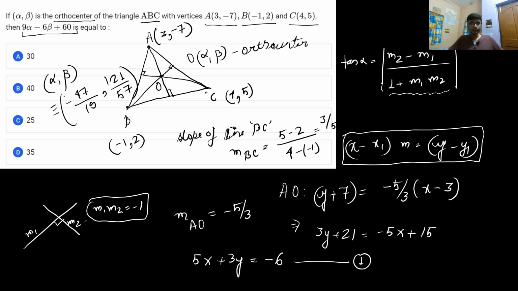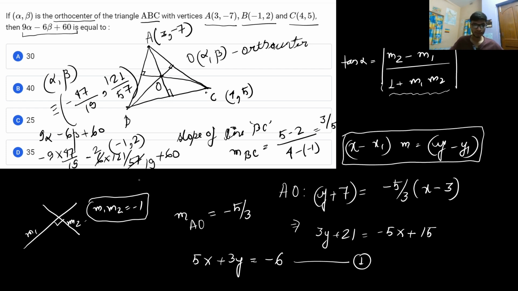Now what I have to calculate is the value of 9 alpha minus 6 beta plus 60. So 9 into alpha will become minus 9 into 47 by 19, minus 6 into 121 by 57. You can cancel these terms, 6 and 57, by 3. This will be 2 and this will be 19. Alright, and plus 60.